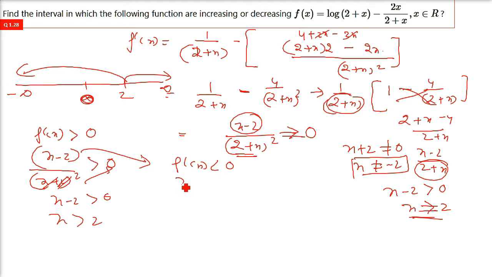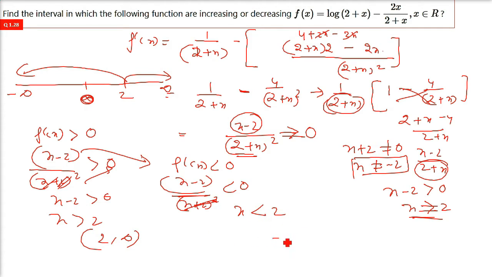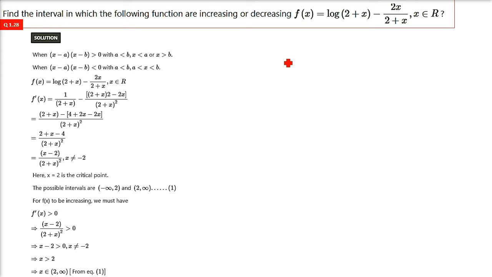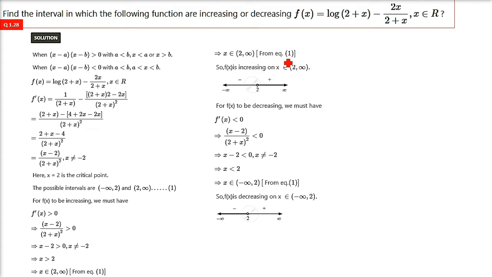How about f dash x less than 0? (x minus 2) by (x plus 2) square less than 0. So x minus 2 should be less than 0, so x should be less than 2. So x greater than 2 is from 2 to infinity, and x less than 2 means negative infinity to 2. So it is increasing in the 2 to infinity interval, and decreasing in the negative infinity to 2 interval. So this is the whole scenario here, and this is the reference which you can follow.